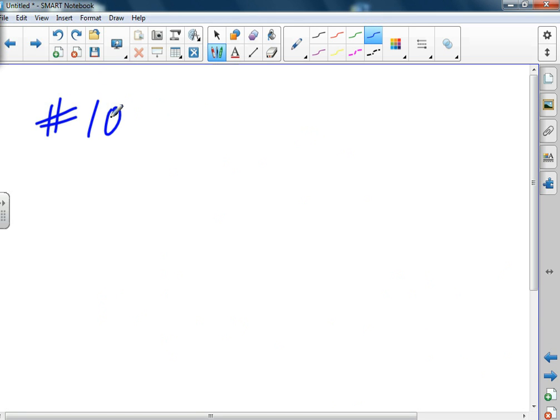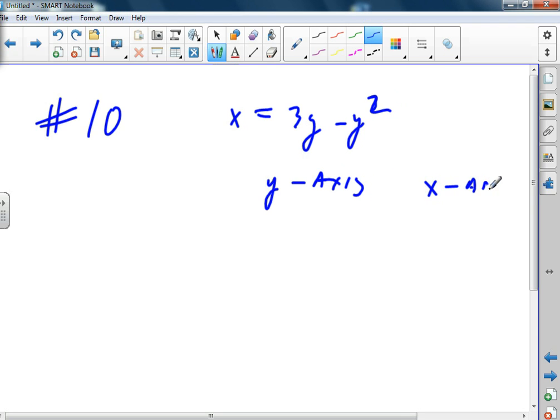Number 10. Okay, so I've got x is equal to 3y minus y cubed... minus y squared, and I'm going to go about the x-axis. So I got something that looks like this. Now, when y is 0, x is going to be 0. So that's going to be that point right there.